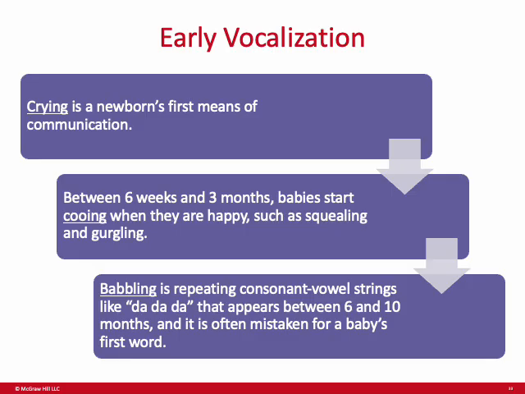Early vocalization. Crying is a newborn's first means of communication. Between 6 weeks and 3 months, babies start cooing when they are happy, such as squealing and gurgling. Babbling is repeating consonant-vowel strings like da, da, da that appears between 6 and 10 months and is often mistaken for a baby's first word.